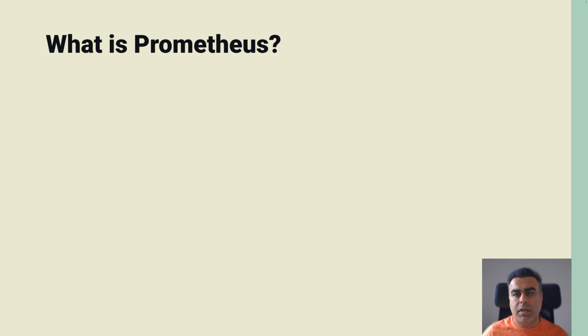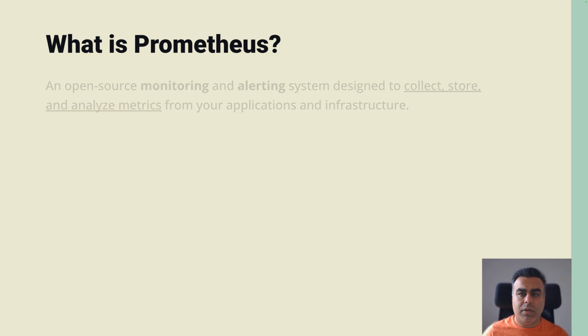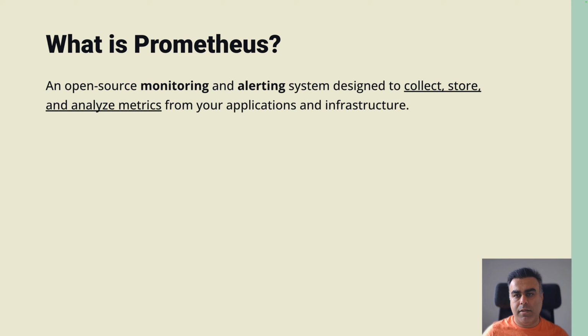It's a system that can monitor other infrastructure and applications. And how it will monitor the other applications and infrastructure is by collecting and storing the metrics. And it has an alerting system as well. So in general, Prometheus is an open source monitoring and alerting system.